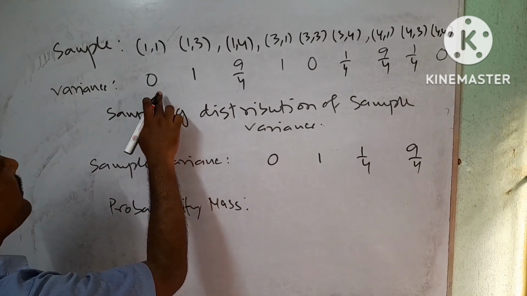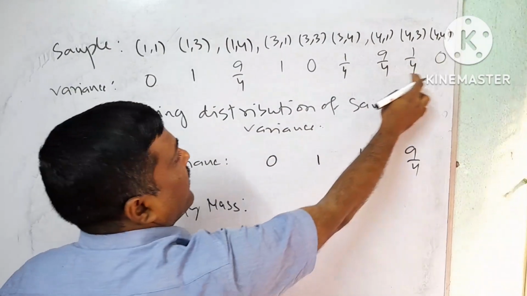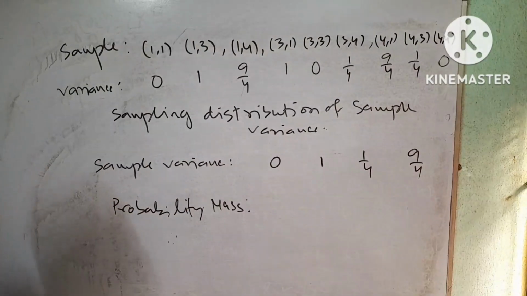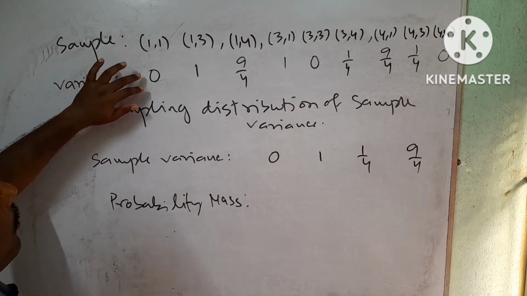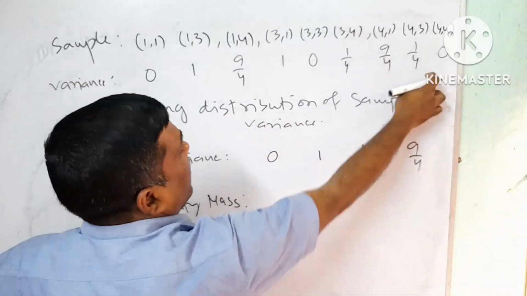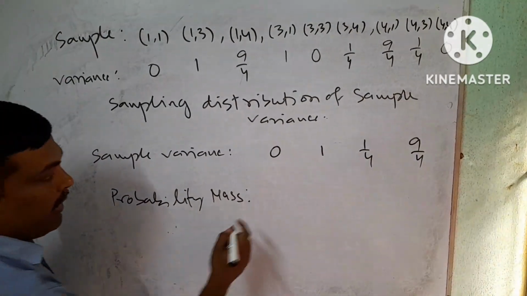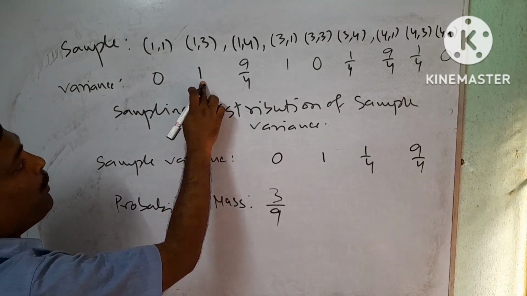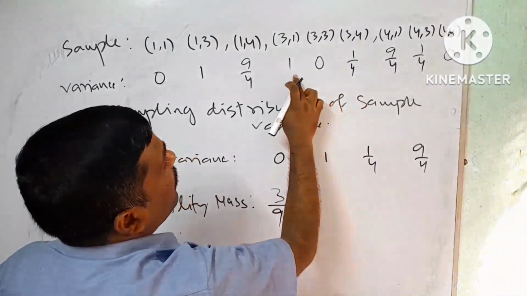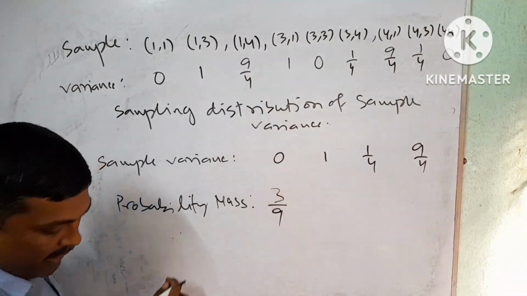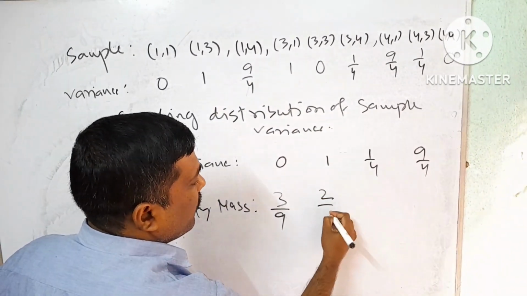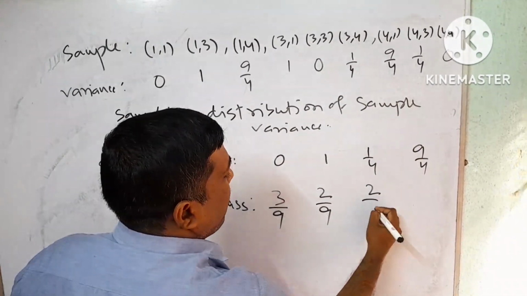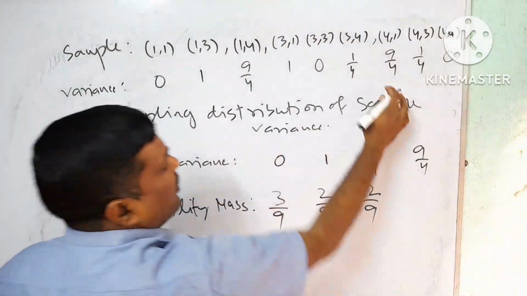So we have a total of 9 sample variances. Out of 9, 0 has frequency 3, so it is 3 by 9. The value 1 has frequency 2, so it is 2 by 9. For 1 by 4, we have 2 times, so it is 2 by 9. For 9 by 4, we have 2 times, so it is 2 by 9.